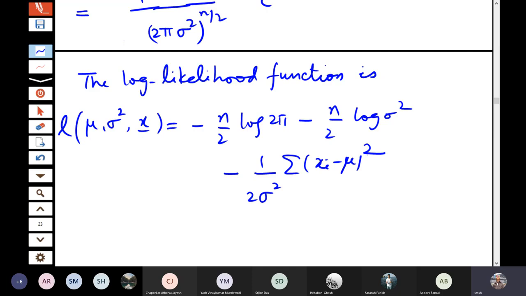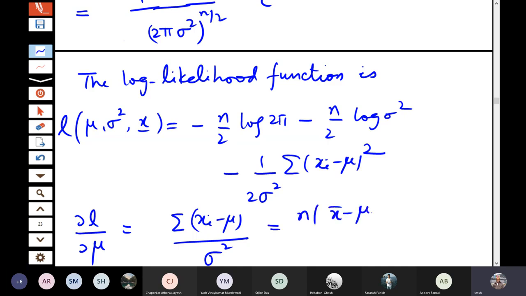Now we have to consider the maximization of this with respect to mu as well as sigma square. So let us consider that. To consider maximization with respect to mu, I consider the partial derivative of this with respect to mu. The first two terms do not contribute with respect to mu, therefore they vanish here. So you will get sigma xi minus mu divided by sigma square, because minus 2 will come, that will cancel out. So that is n x bar minus mu by sigma square.